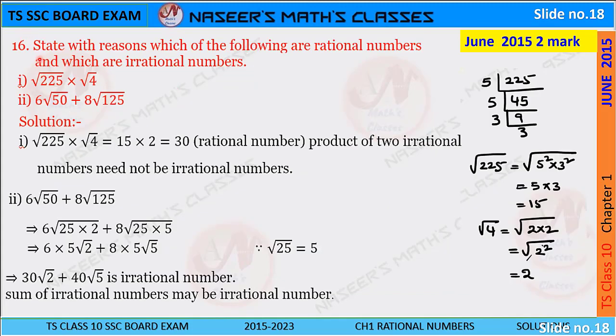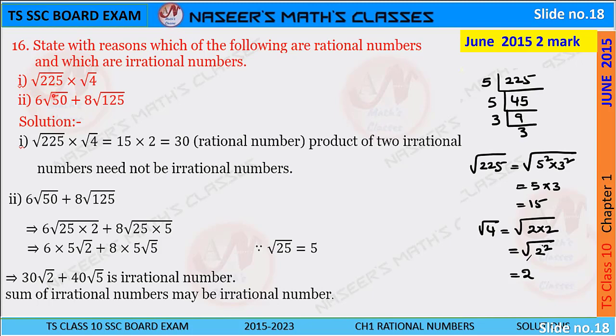Now we are going to solve the 16th problem. State with reasons which of the following are rational numbers and which are irrational numbers. This is for 2 marks, June 2015. So first one is root 225 into root 4.